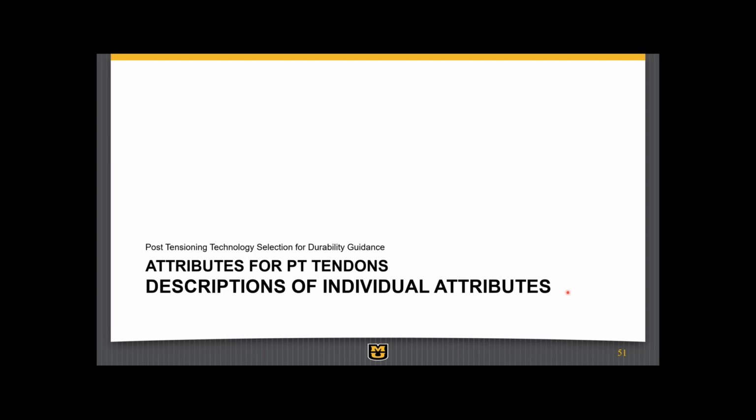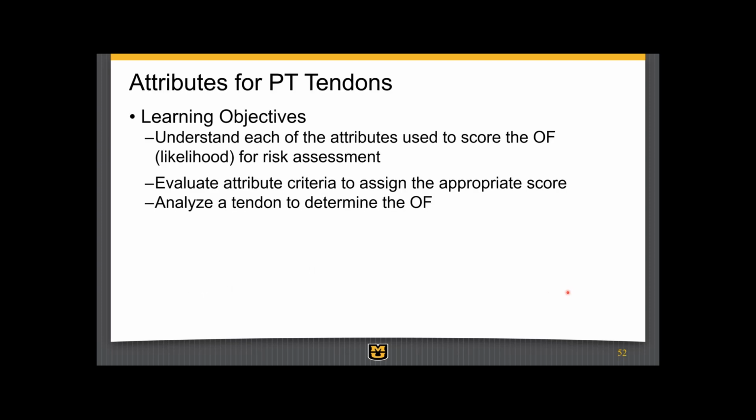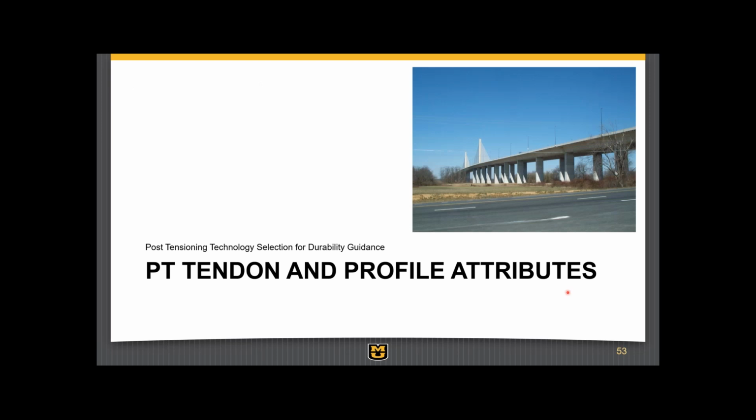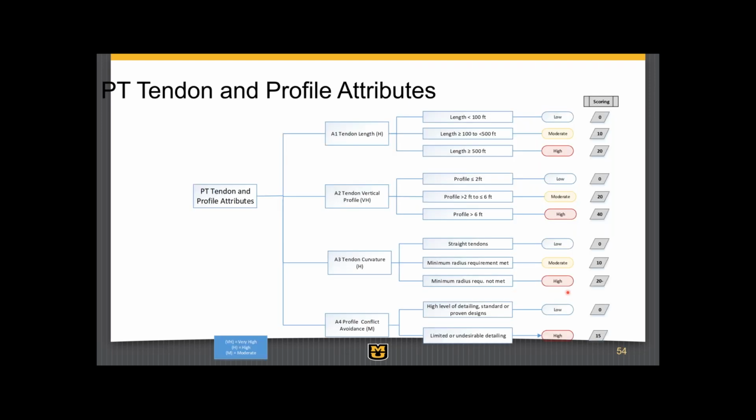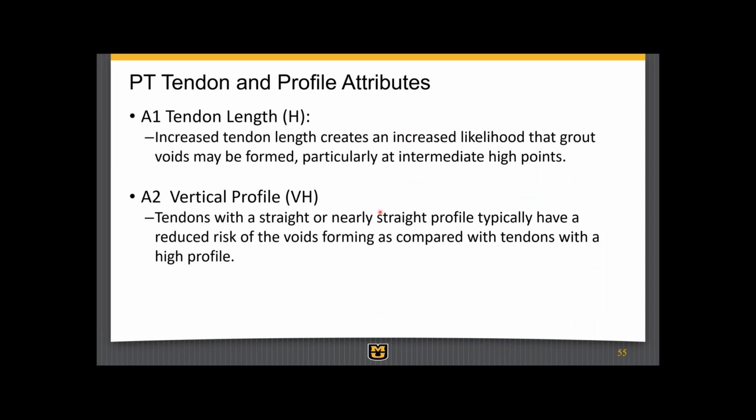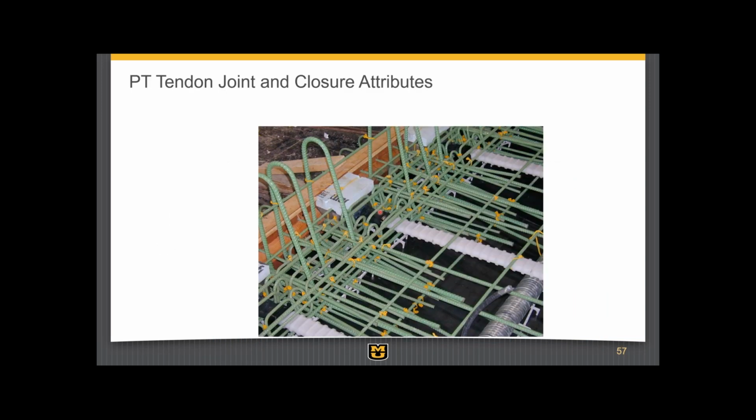Now, this next section I'm going to go through relatively quickly, just to talk about what these particular tendons are. I wanted to have them in the slides, but I'm looking at my watch and I don't have much time. They're in the report, so we probably don't need to go through all of them, just to give you a flavor of what they are. There are post-tension tendon profile attributes like length, vertical curvature, vertical profile, and whether or not conflict avoidance is taken into consideration during the design process. A short description of those is there.